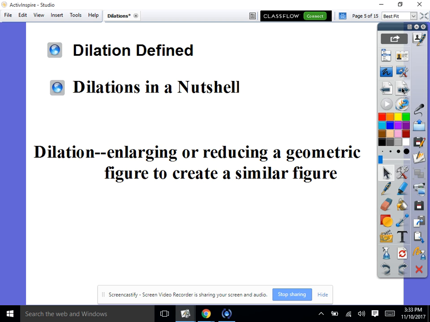A dilation is enlarging or reducing a geometric figure to create a similar figure. So a dilation, unlike rotations, reflections, and translations, will change the size. So the two figures, the pre-image and the post-image, will not be congruent.